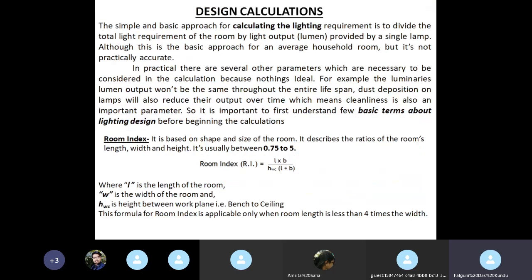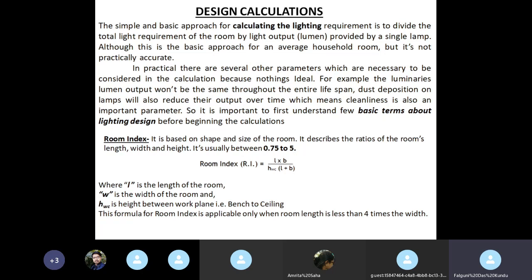Now we are going for the design calculations. Up to this we have considered the design considerations for the lighting. So we concluded here that we learned about the design considerations for the lighting of offices, conference rooms, hospitals, teaching places, etc. Now we are going to discuss the design calculations.